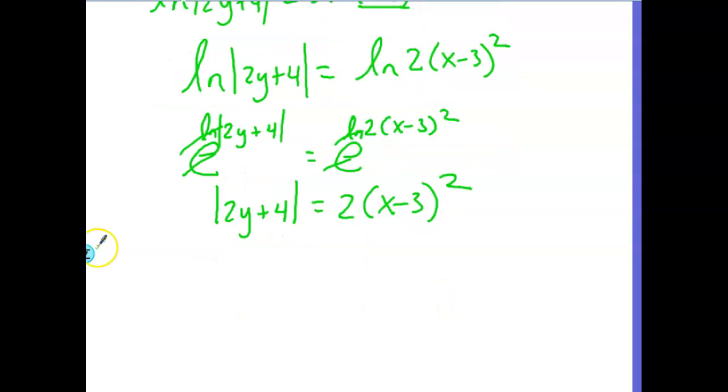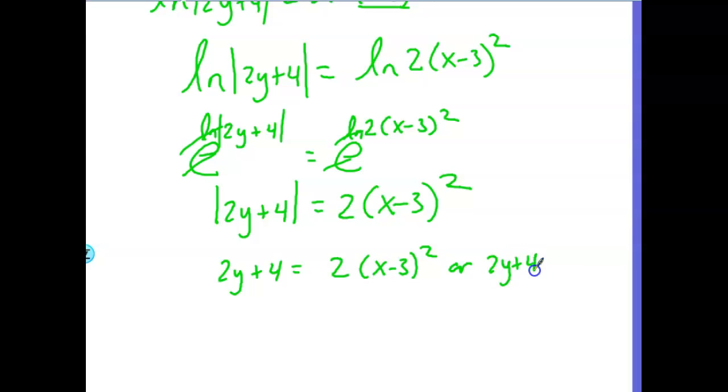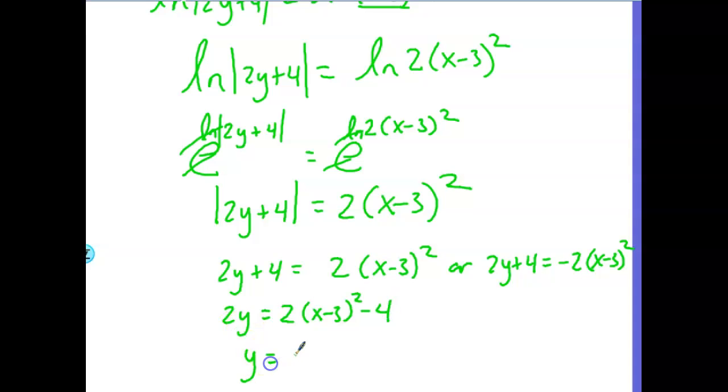All right. Now, since we have an absolute value expression here, that means that 2y plus 4 can be equal to a positive 2x minus 3 squared, or 2y plus 4 can be equal to a negative 2x minus 3 squared. Okay, so we have two possibilities here since that's an absolute value expression. So I'm going to subtract 4 on both sides here. Remember, we're trying to get that y by itself. And then I'm going to divide everything by 2. So here's one possible solution, particular solution.